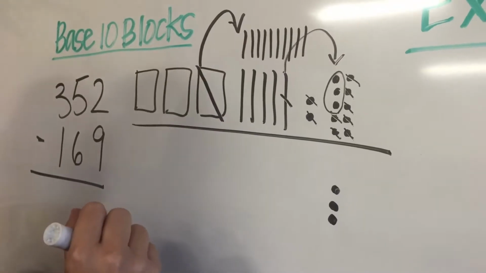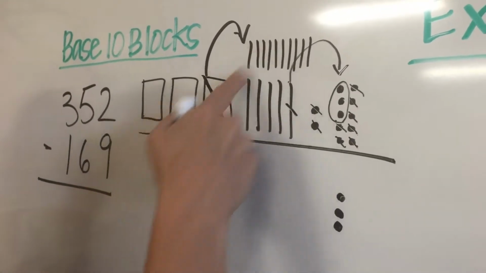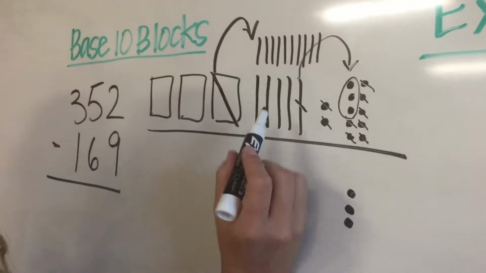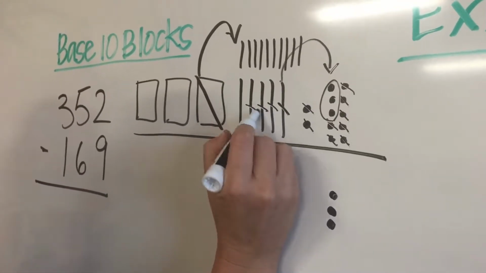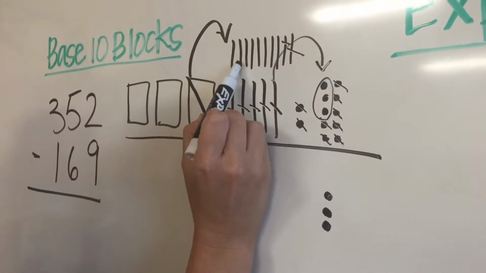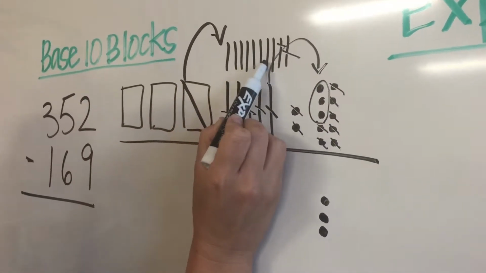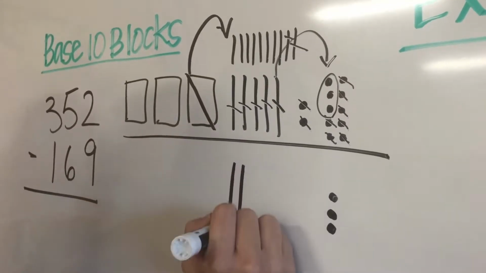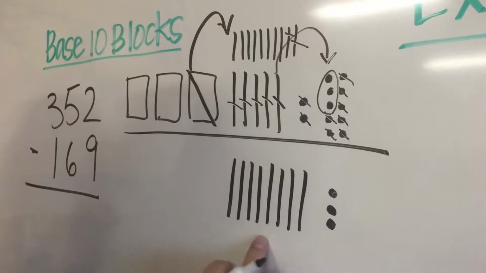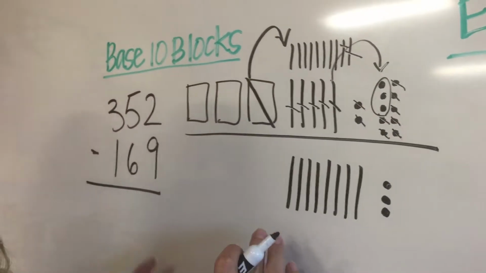Okay, now, so these are worth the exact same, they just look different. Now I can take away 6 of them. So 1, 2, 3, 4, 5, 6. I'm left with 10, 20, 30, 40, 50, 60, 70, 80. So there's 8 tens left.